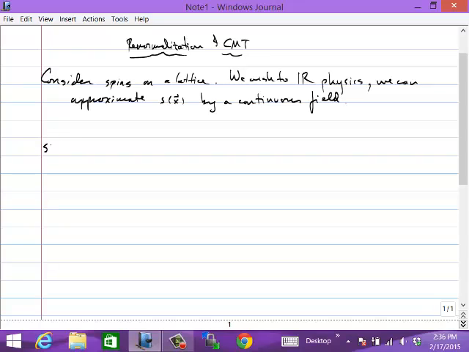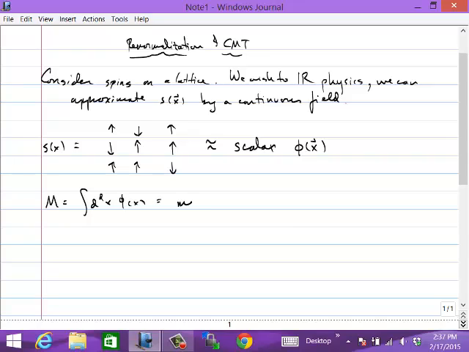So, for example, if you have a bunch of lattice sites with spins that could be either up or down, then you want to approximate that discrete spin variable on each lattice site by some field which may, for example, be described by some scalar field phi. And then, if you wanted to think of this as a magnet, say, so that each spin has a little infinitesimal magnetization, then something like the integral of phi would be the total magnetization of the system.